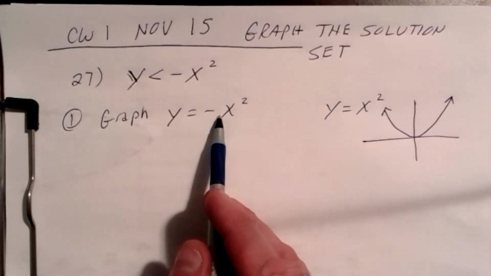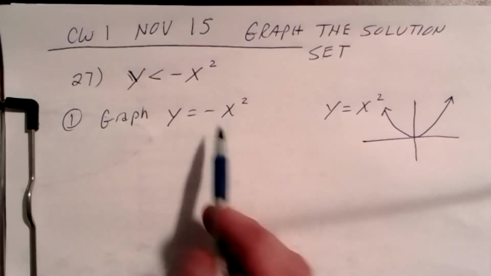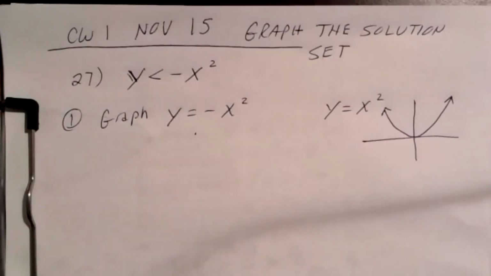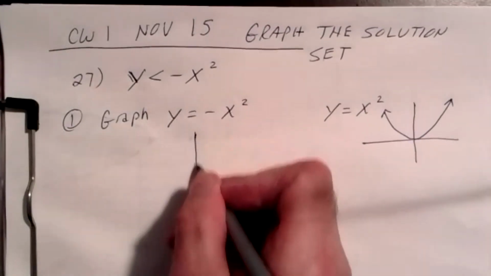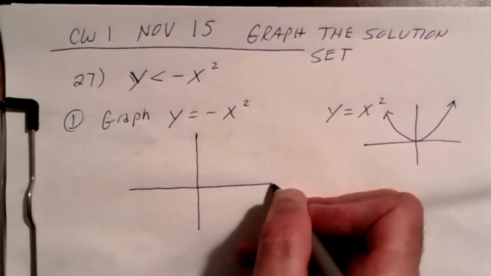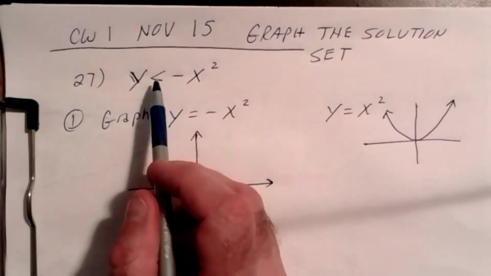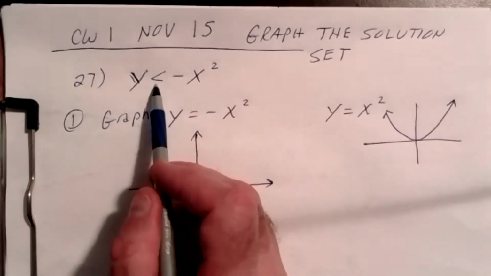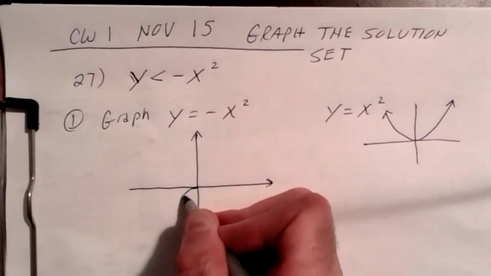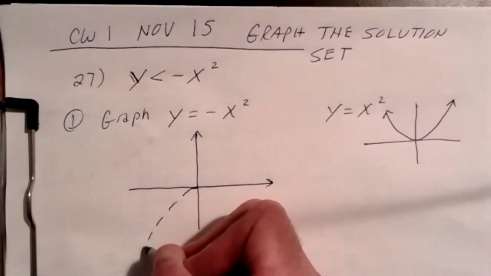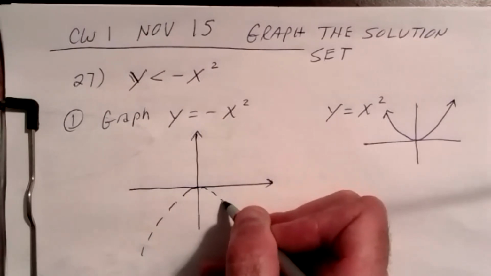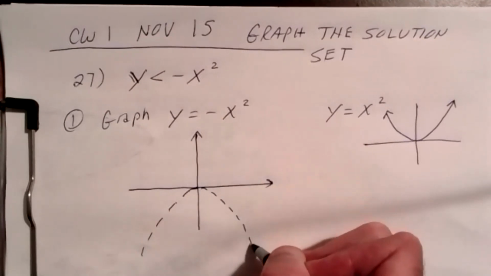It causes the graph to be reflected about the x-axis. So therefore, your graph is going to be literally a parabola opening downward. Vertex point at the origin. Would it be a solid or a dashed curve? Dashed. Dashed curve. Opening downwards. There you go. This would be the graph of your parabolic boundary.